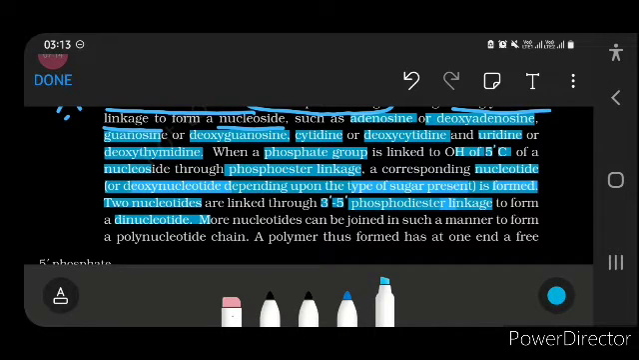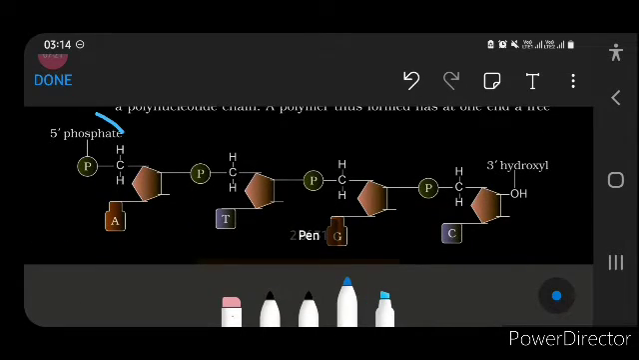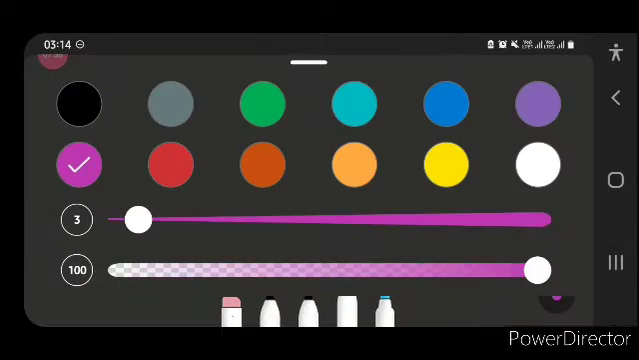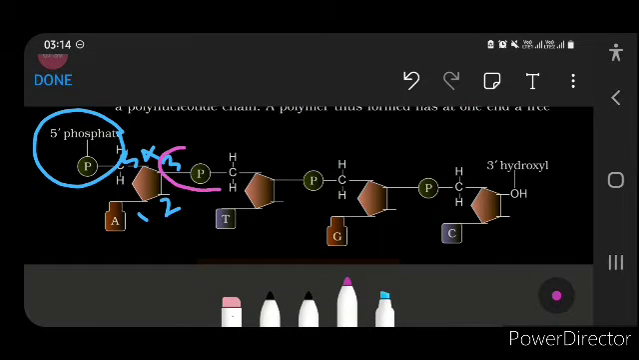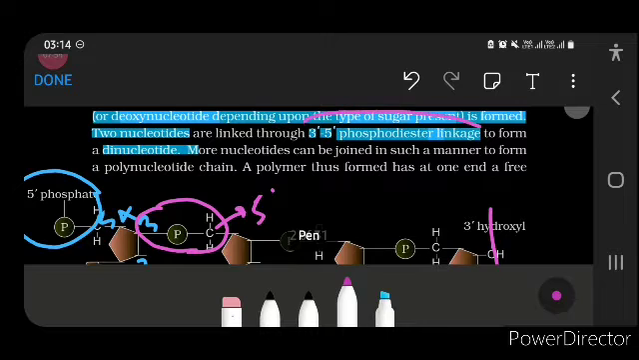A polymer thus formed has at one end a free phosphate group, here you can see at 5'. When I number, this is 1, 2, 3, 4, and this carbon is 5. So here you can see what is happening at 3' and this is 5'. So you can see the phosphate bond is formed between 3' and 5' in this direction.